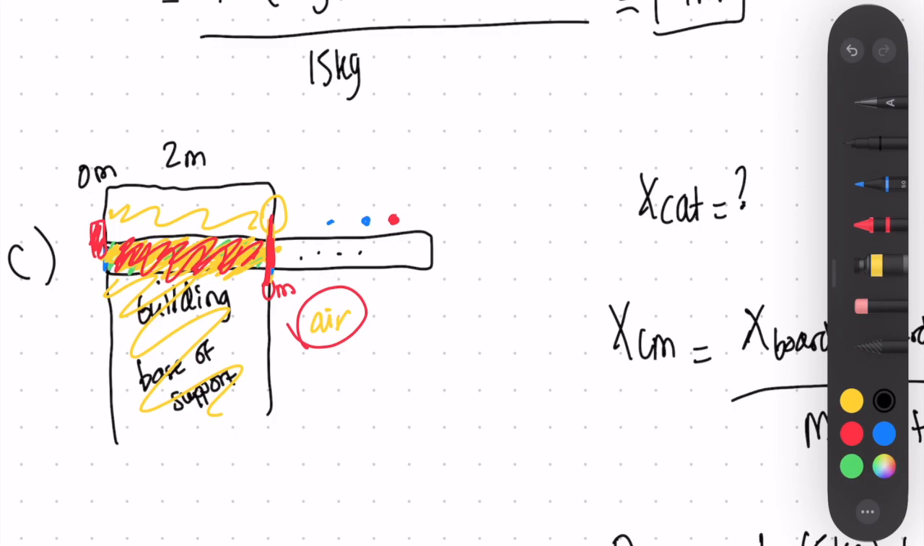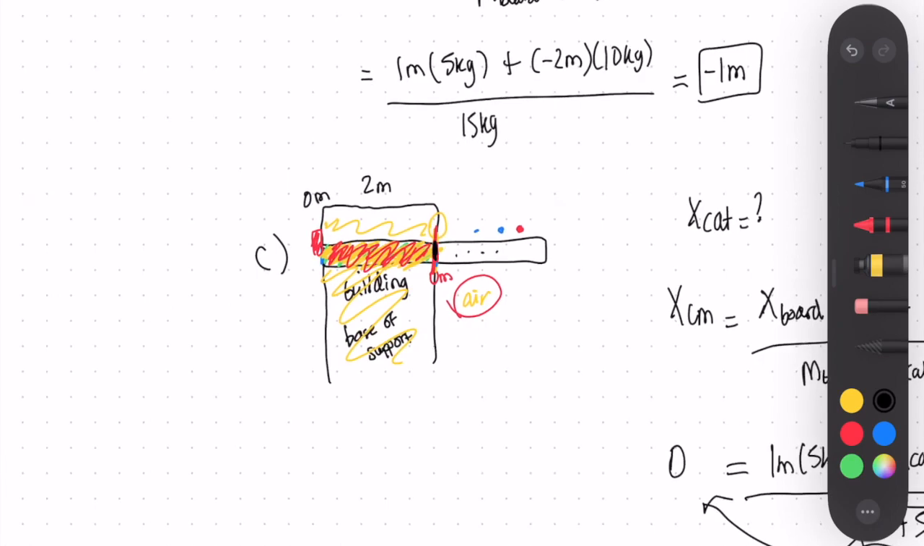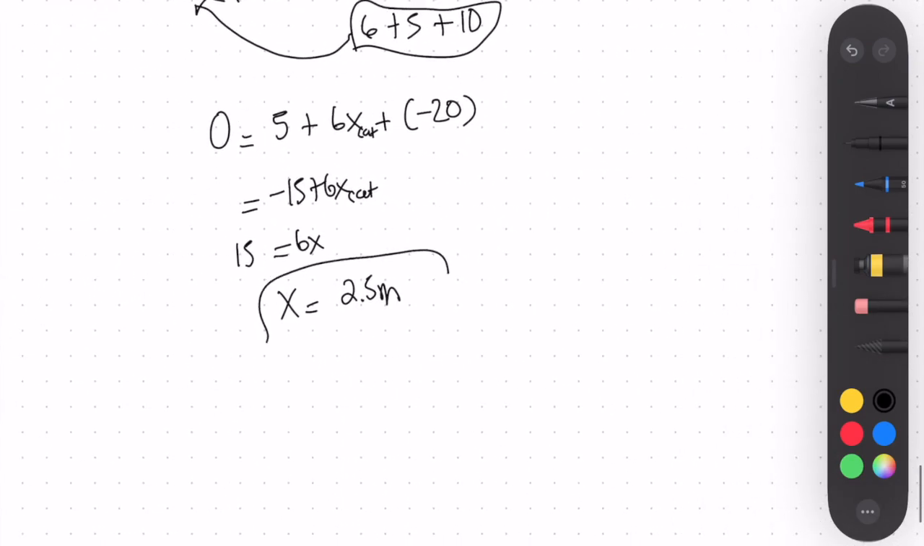And still just barely have the board in contact with the building or with the surface, right? If it goes 2.50000001 meters, the board is tipping. It's over with, right? So that's the meaning of your answer at the end, that the cat can go 2.5 meters past that edge of the surface and have the center of mass of the entire system be located at that very edge.